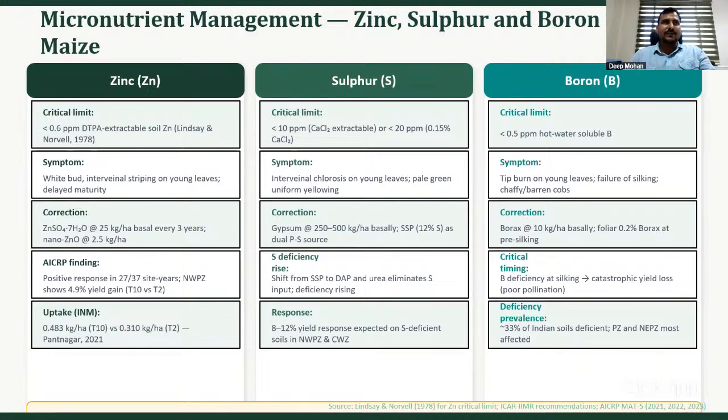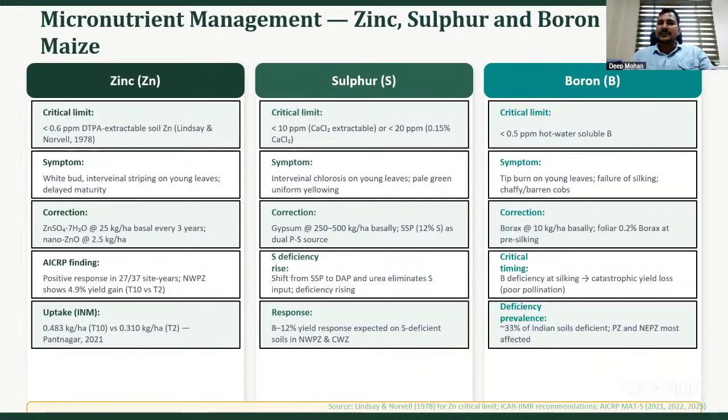So for correction, if the soil is neutral or acidic, we can go for gypsum. Gypsum, about 250 to 500 kg per hectare as a basal dose, or we can go for single super phosphate, which can supply both the sulfur as well as the phosphorus.